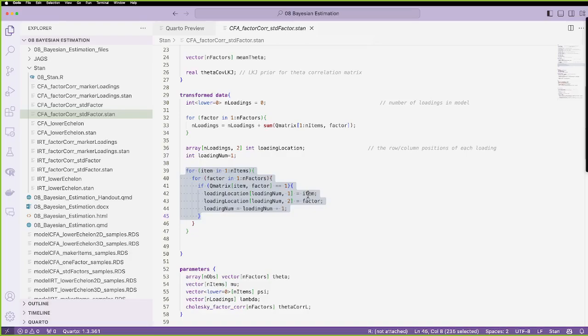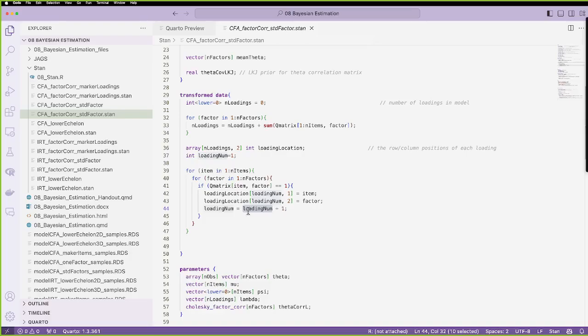Right? So what does that mean? I'm literally looping across every item. That's the row of the Q matrix. Every factor, that's the column of the Q matrix. And if the Q matrix has a 1 in that spot, that means the item measures the factor. I note which item, I note which factor, and then I just move on to the next loading in line. How's that sit with you?